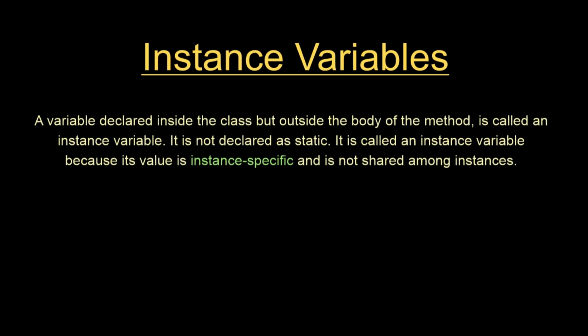This one is not defined inside a method, but it is defined outside the body of a method, and it's called an instance variable. It's not declared as static. It is called an instance variable because its value is instance specific. Don't worry about the grammar too much. The practical is key to coding, so I'm going to get into Eclipse in a little bit, like I said earlier, to show you exactly what I'm talking about.